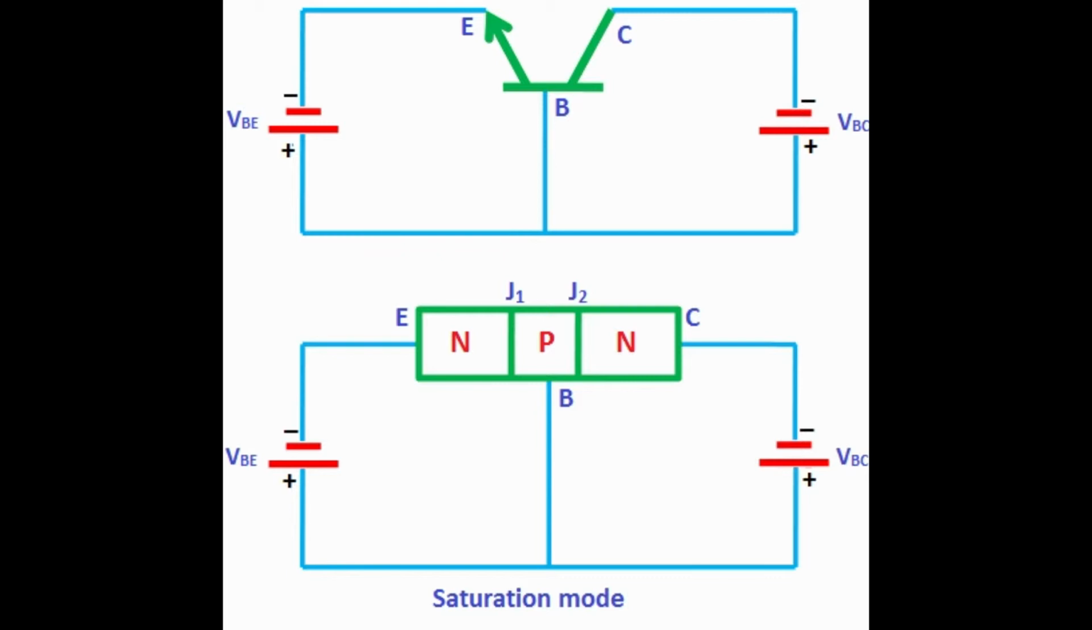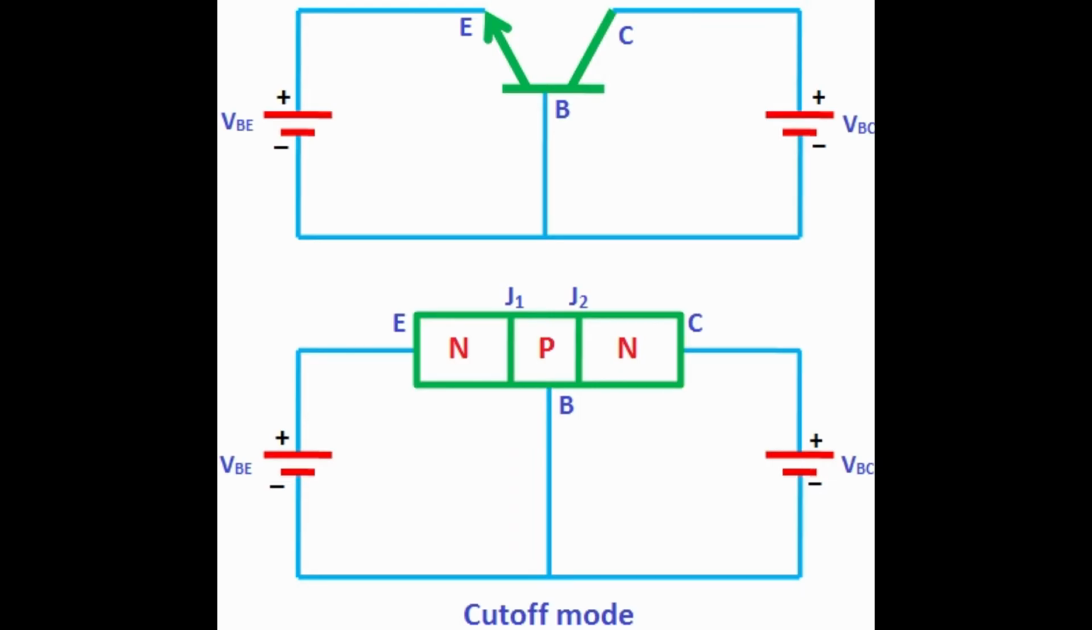In saturation mode, free electrons flow from emitter to base as well as from collector to base. As a result, a huge current will flow to the base of the transistor. Therefore, the transistor in the saturation mode will be in on state and act like a closed switch. The saturation mode of the transistor is used in switching operation for switching on application.